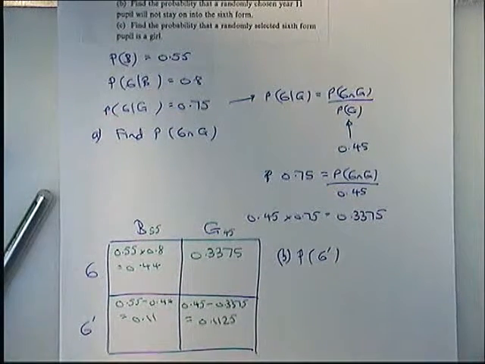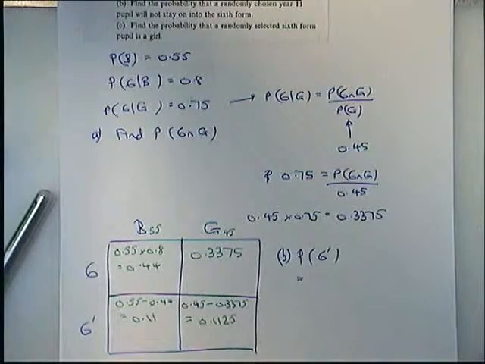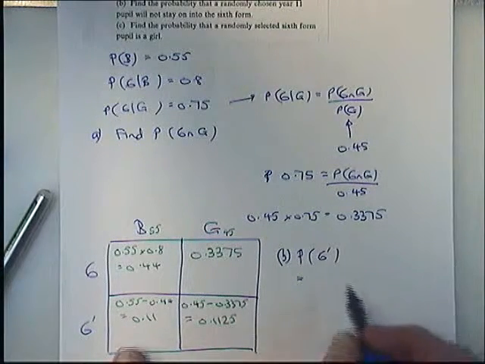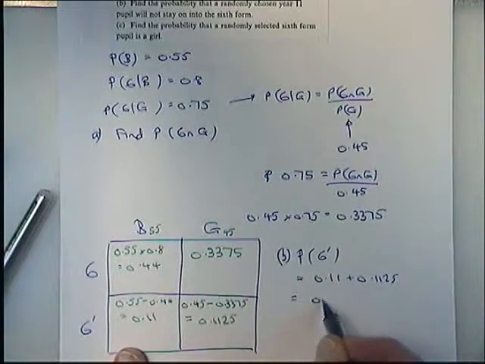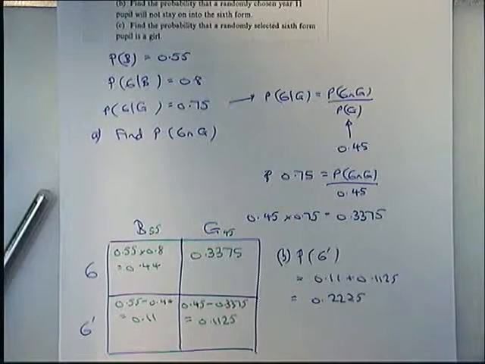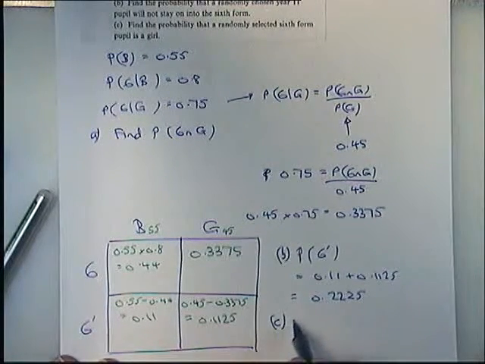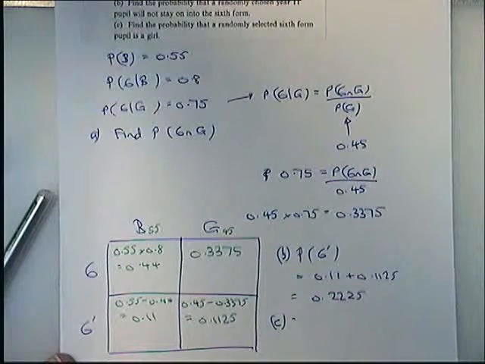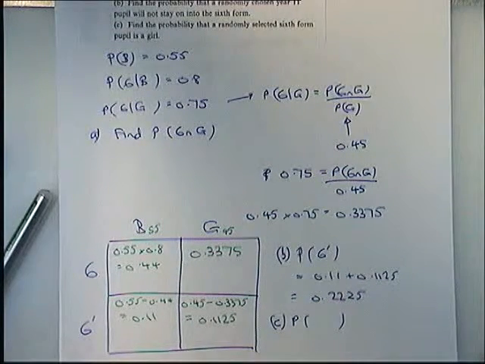So using what I've got, how can I work out what that probability is going to be? Add the 2 bottom ones together. This is not staying on in the sixth form, so that's just these 2 here added together, which is 0.2225. And part C is find the probability a randomly selected sixth form pupil is a girl. A randomly selected sixth form pupil is a girl.